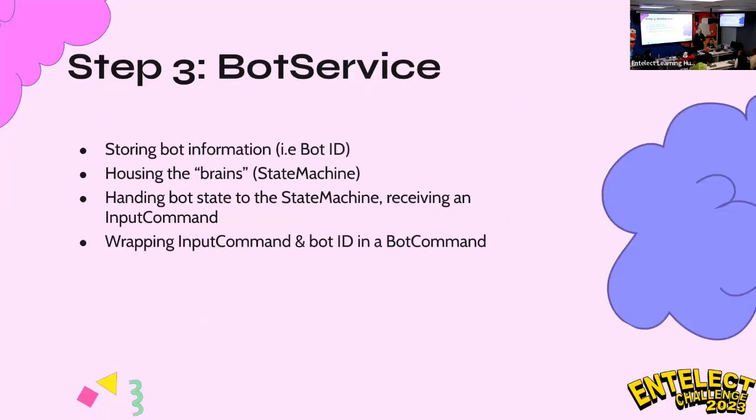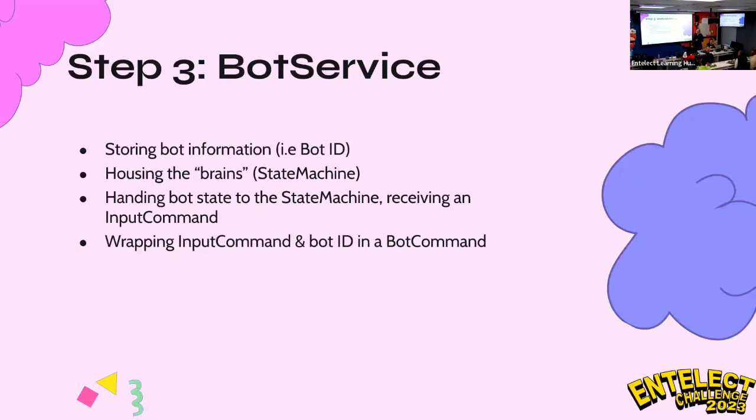And it also houses the brain. So this is where the state machine will live. And it's responsible for basically taking the state from the runner hub and handing it off to the state machine to figure out what to do with it. It then gets an input command back from the state machine and wraps it in a bot command along with the bot ID.